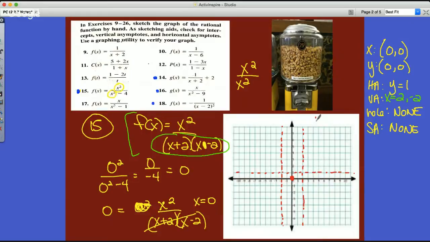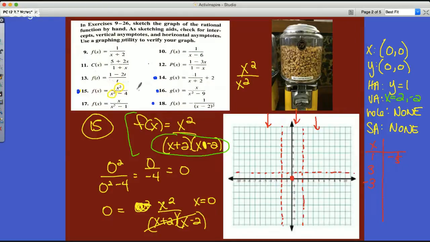So what we want to do is plug in a point here, here, and here to see what we get out. On the side, we're going to plug in, let's say, 1. We'll plug in 3. That'll be good. And we'll plug in -3. Let's see what we get out. So we have 1 squared over 1 squared minus 4. So that'd be 1 over -3. So it'd be -1/3.